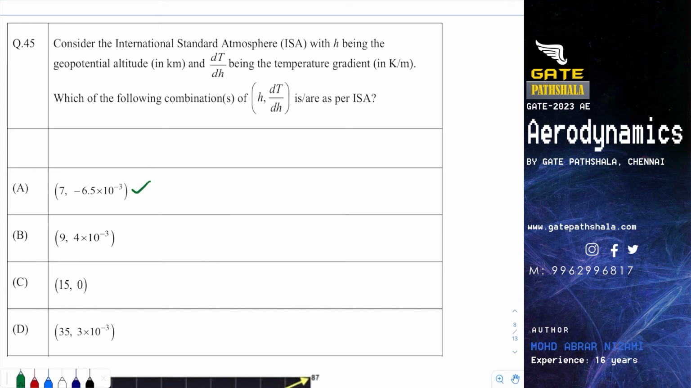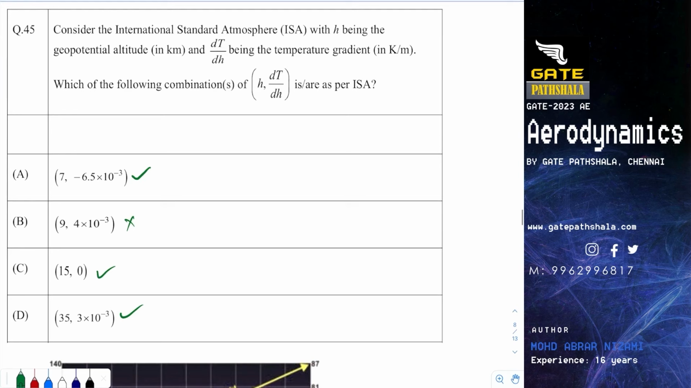Negative. 9 kilometers, obviously wrong. 15 kilometers is above the tropopause, in the lower stratosphere region, so this is the correct answer. Then 35, which is above the lower stratosphere, in which the temperature gradient should be positive, which is true. So the answers to this question should be A, B, C and D.